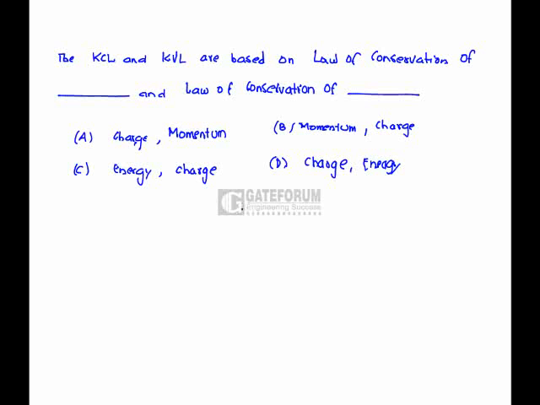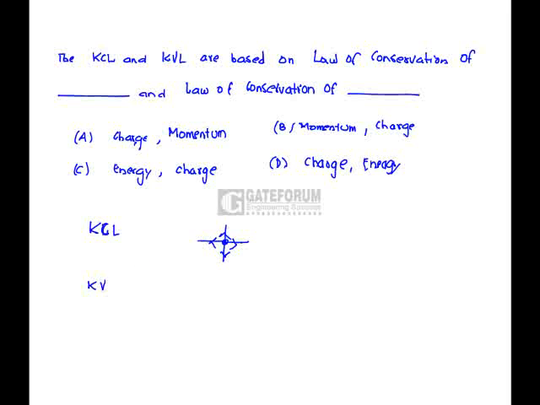So the required answer is option D. Here the question is, KCL and KVL are based on the law of conservation of dash and the law of conservation of dash. Here KCL is, suppose we assume this node, the algebraic sum of all the currents leaving that particular node. Current is nothing but a flow of charge. So KCL depends upon the law of conservation of charge.